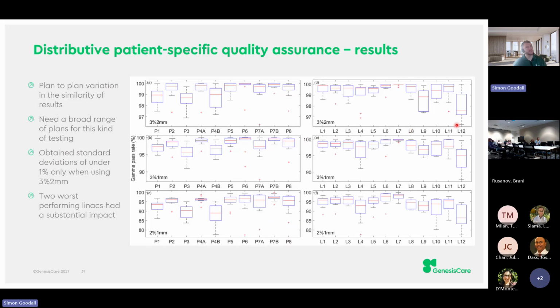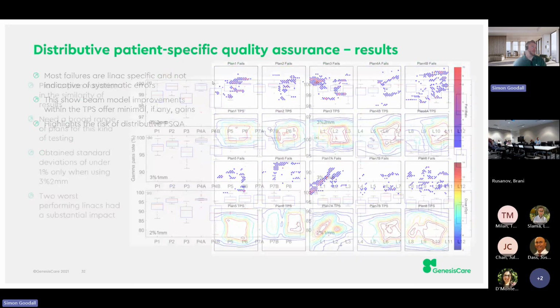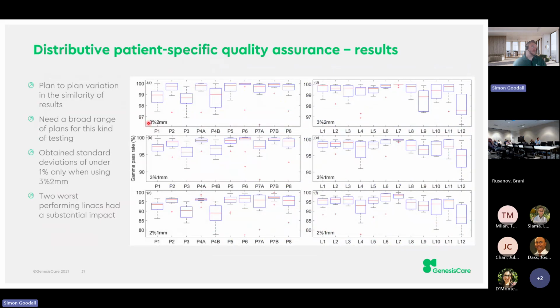And then over here, we looked at the different LINACs. And again, we saw there are some LINACs where everything passes really well, like this LINAC number 7. And then there are some which have really variable results, like LINAC 12. And what we could also see is that the two worst LINACs here are quite different from the rest, which reflects on this as we go. But what we could see is that for 3% 2 millimeters, we didn't see any fails across any machines, which is one good thing to take away.